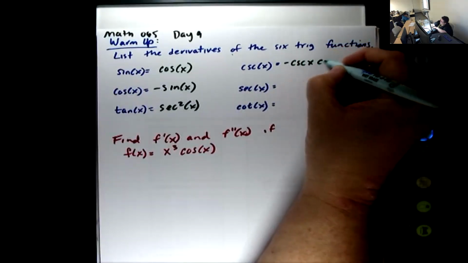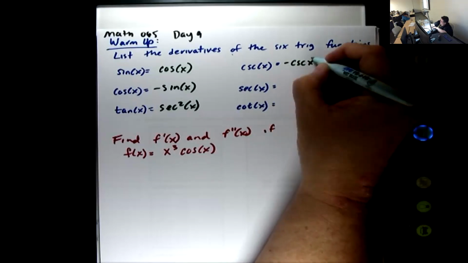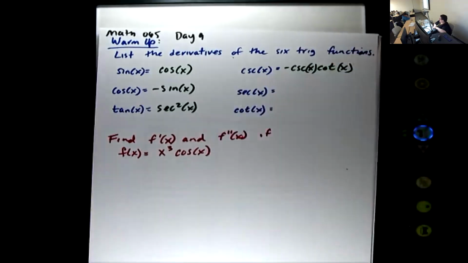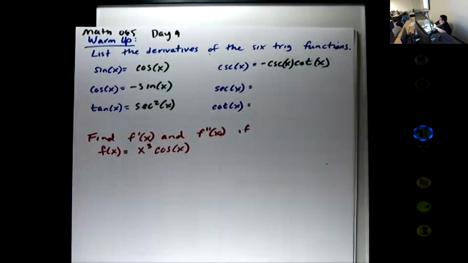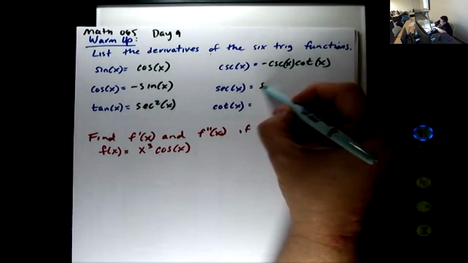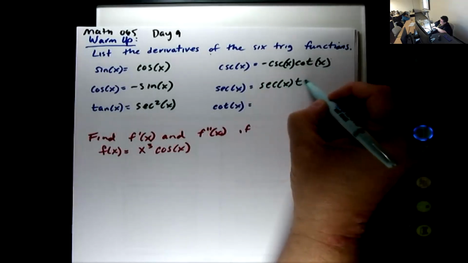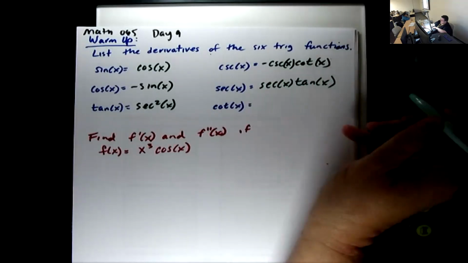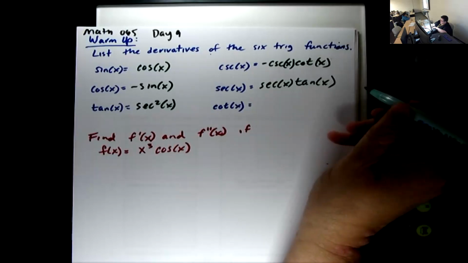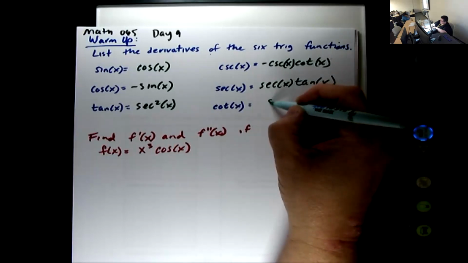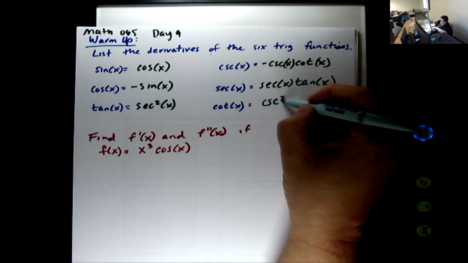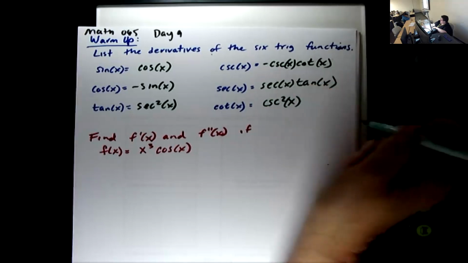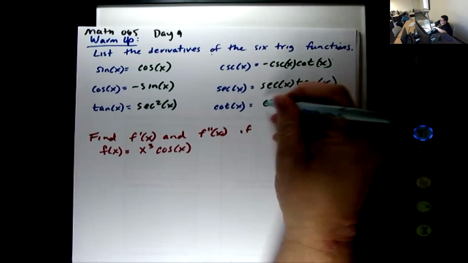You know what? I do that too. I eliminate saying the argument, saying the x. I do it all the time. Go for it. Secant of x times tangent. And then that one's cosecant squared x. Close. Is it negative? It's negative.